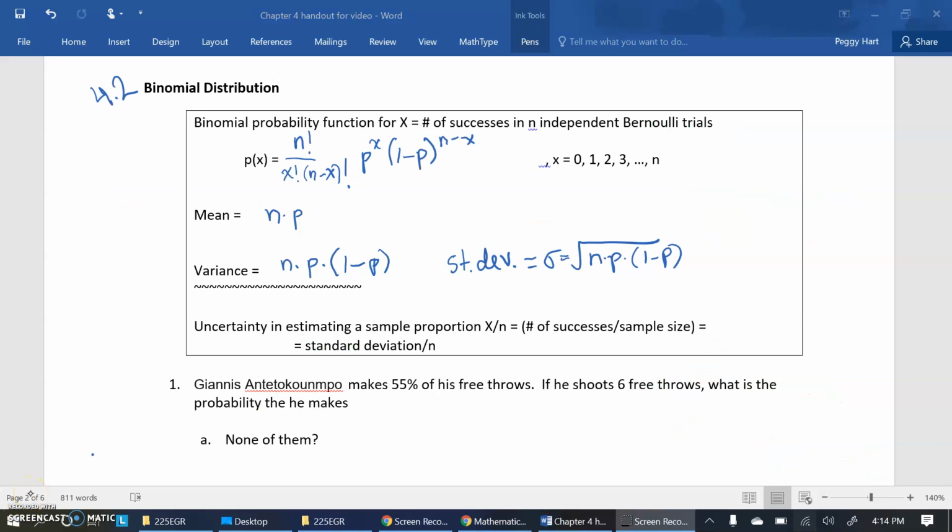All right, let's go on to 4.2, the binomial distribution. By the way, the binomial distribution is built of Bernoulli random variables, as you'll see in a second when we do our example.